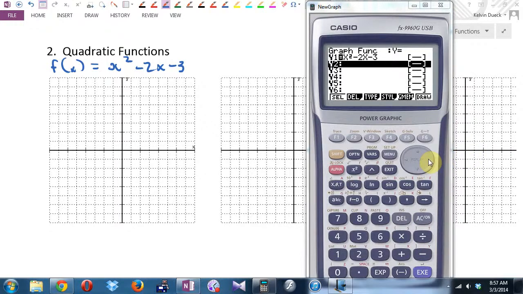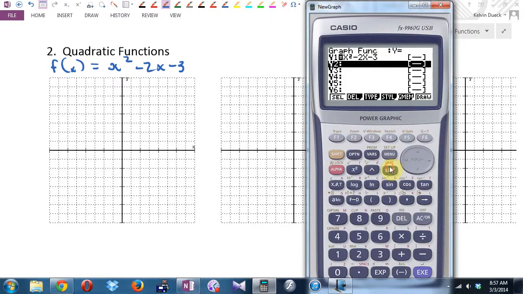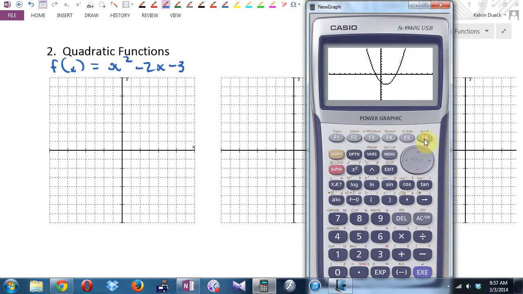And then when you've got it like this, hit draw. And ideally, all of us should have a similar screen. I don't know if I typed mine in right. Hang on. Yeah, x squared minus 2x minus 3. Okay. Is that right? Okay.